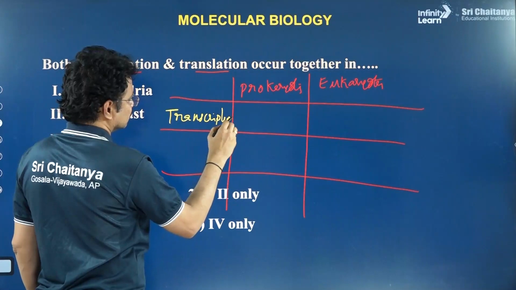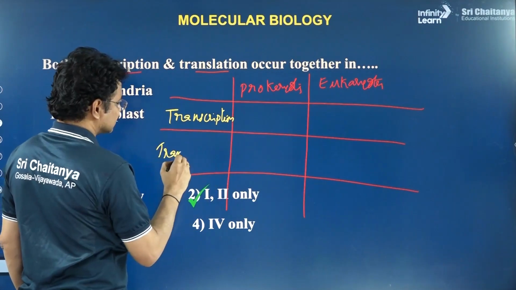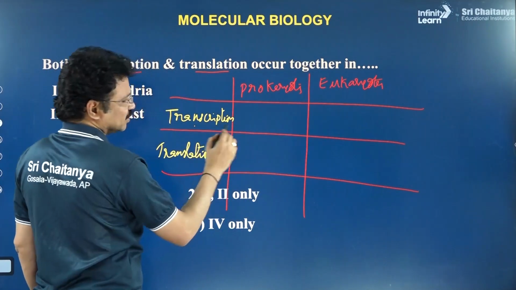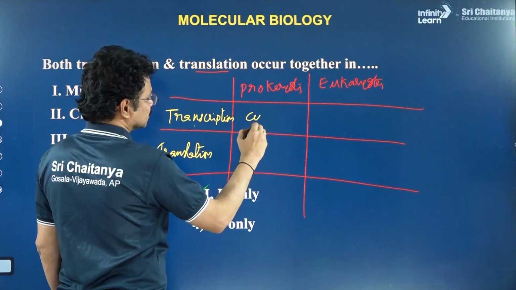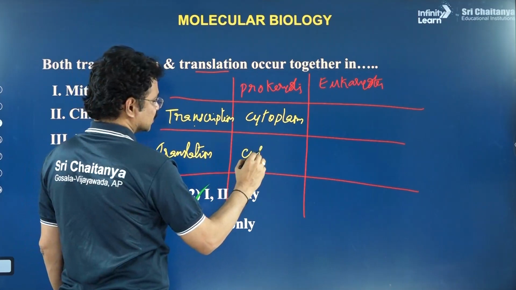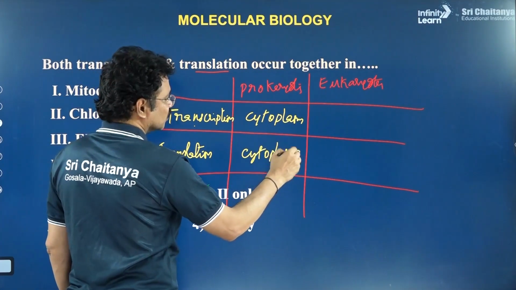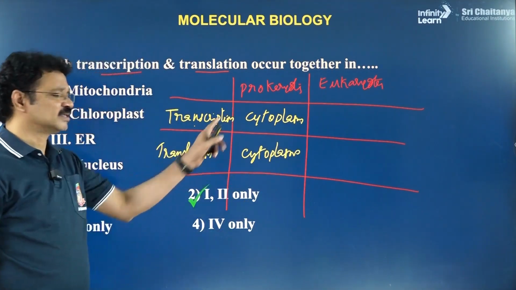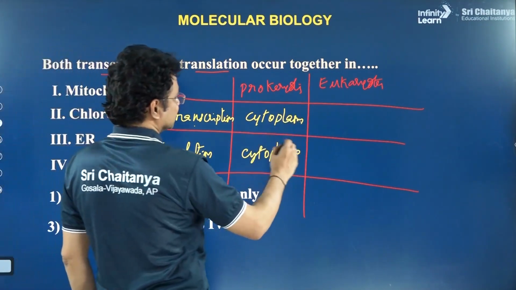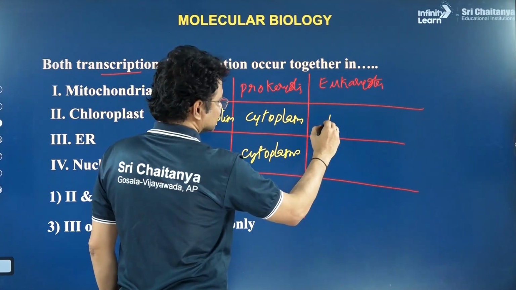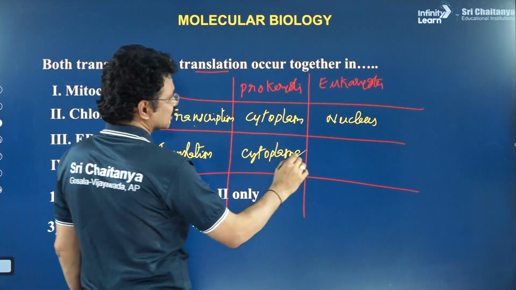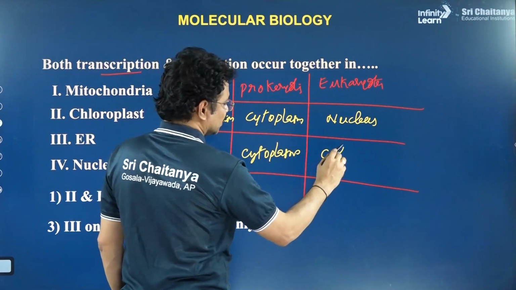Transcription, translation. In prokaryotes, the site of transcription is the cytoplasm. Translation also occurs in the cytoplasm because of the lack of a true nuclear membrane, so we can't write the nucleus as a site for both transcription and translation in prokaryotes. Whereas in eukaryotic organisms, transcription takes place in the nucleoplasm of the nucleus, but translation occurs in the cytoplasm.